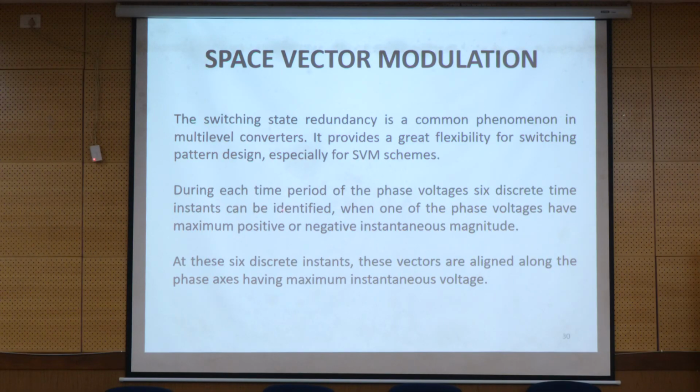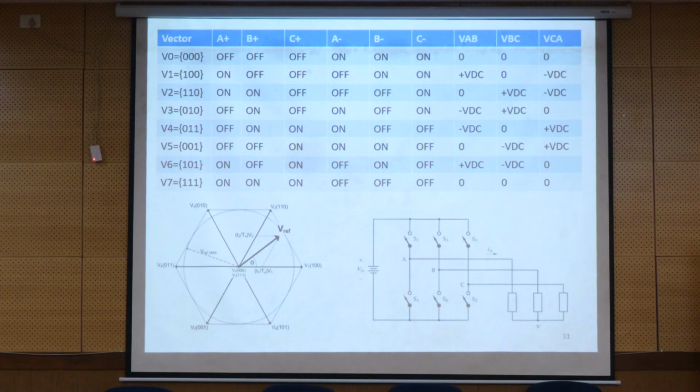So, fine, during each switching time period of phase voltages, 6 discrete time instances can be identified when one of the phase voltages has the maximum positive or negative instantaneous magnitude. This is for your 2 level. These 6 discrete instances have vectors aligned along the phase axis having the maximum instantaneous output voltage. You know that you are working on this one, so I do not want to go into it. This is one pattern for the 2 level inverter topology that I have projected, and what the output voltage and switching pattern will be, the reference vector.